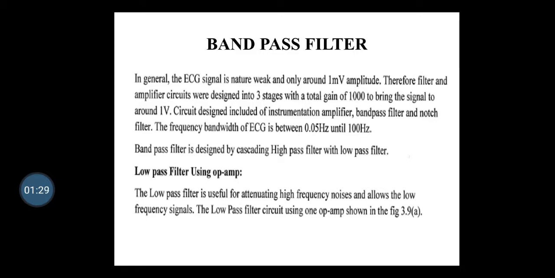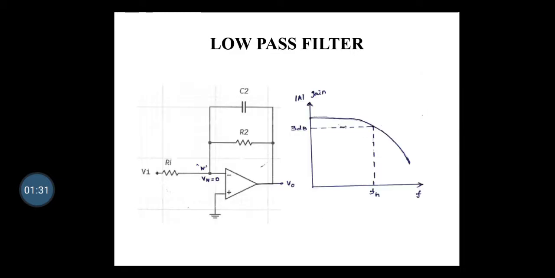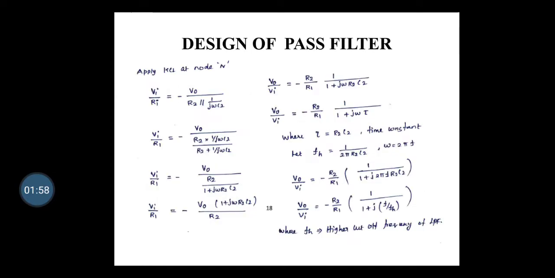The low pass filter circuit is shown in the figure here. This is the basic arrangement of a low pass filter. Here this is the input and V0 is the output. The output is fed back to the input through R2 and C2 connected in parallel. Then the response of the low pass filter is shown in the figure. This is our cutoff frequency. Up to the cutoff frequency, the low pass filter will allow the signal; after that, it will block the signals.